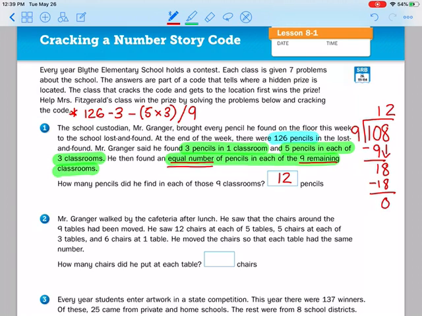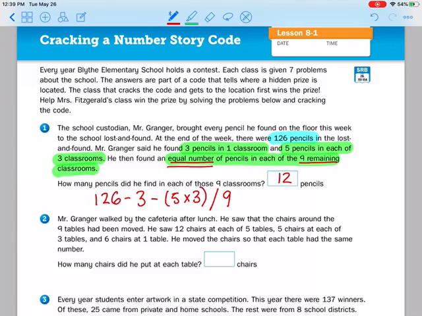And I'm actually going to rewrite my number model here on the bottom. So we took the total, we subtract the first classroom pencil, minus how many pencils were found in the next 3 classrooms, and then divided all of that by the remaining 9 classrooms.